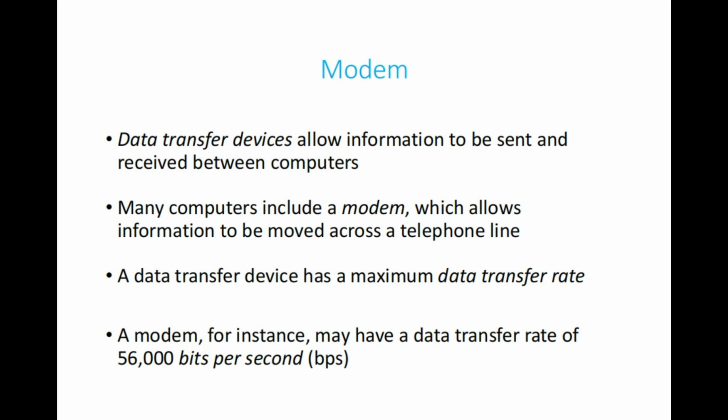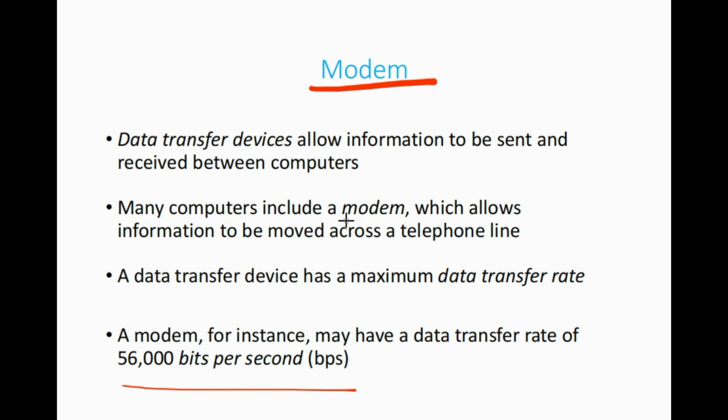Data transfer devices allow information to be sent. So we are talking about a modem. Data transfer devices allow information to be sent and received between computers. Many computers include a modem, which allows information to be moved across a telephone line. A data transfer device has a maximum data transfer rate. A modem, for instance, may have a data transfer rate of 56,000 bits per second.